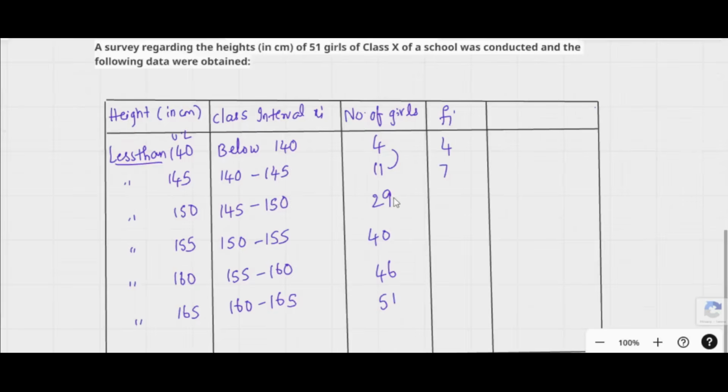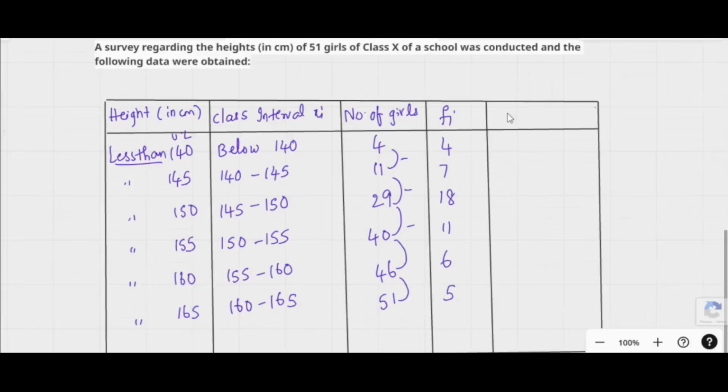And the next frequency will be 29 minus 11, so that is equal to 18. The next frequency is 40 minus 29, that is 11. Next is 46 minus 40, that is 6. Then 51 minus 46, that is 5. This is the way you have to find out the frequencies.